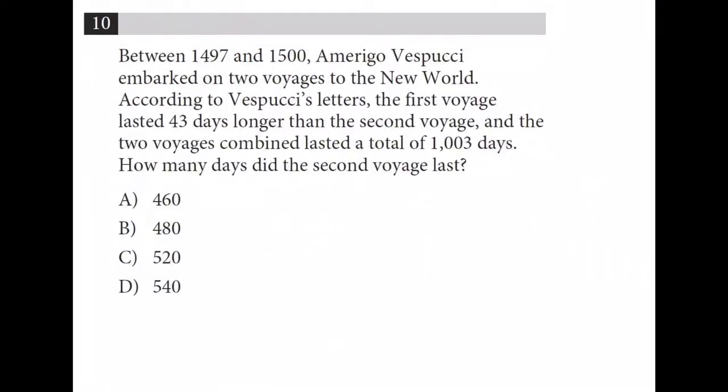Number 10. Between 1497 and 1500, Amerigo Vespucci embarked on 2 voyages to the New World. According to Vespucci's letters, the first voyage lasted 43 days longer than the second voyage, and the 2 voyages combined lasted a total of 1,003 days. How many days did the second voyage last?